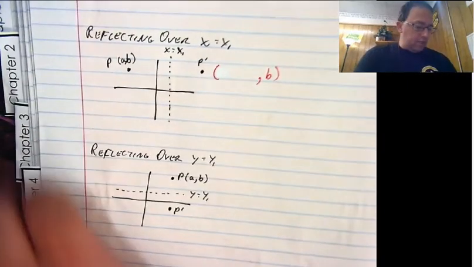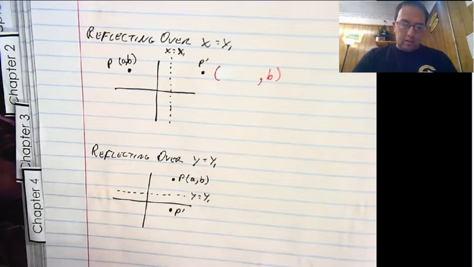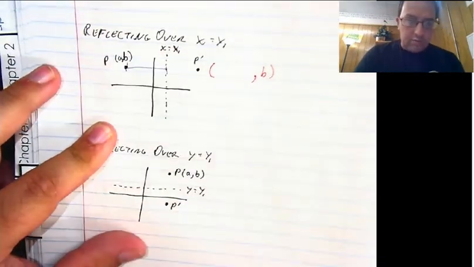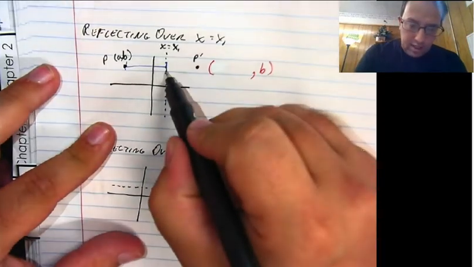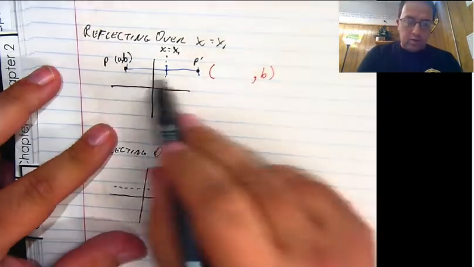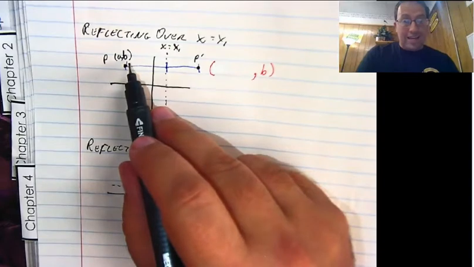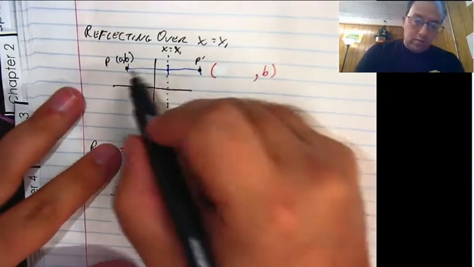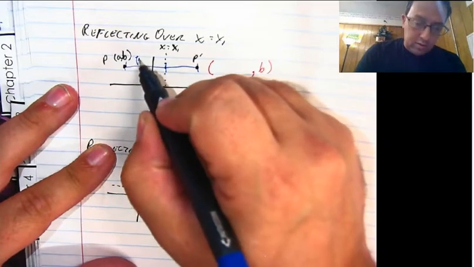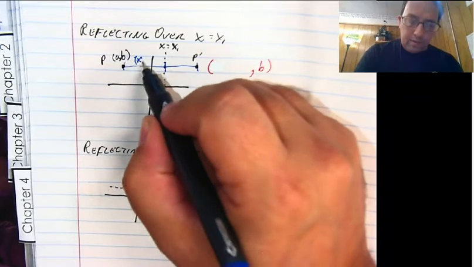Well, as we said a minute ago, the distance from point P to the line of reflection is the same as the distance from the line of reflection to P prime. So we need to know what this distance is. How far is it from x1 over there to A? Well, distance is a difference, so we subtract: this would be x1 minus A.